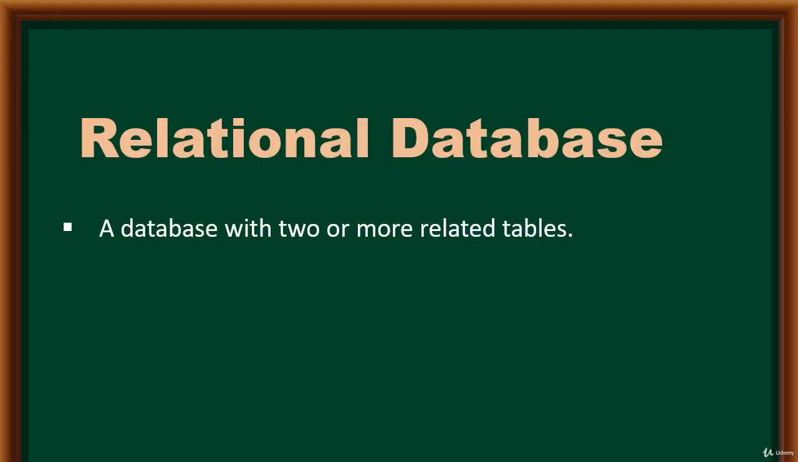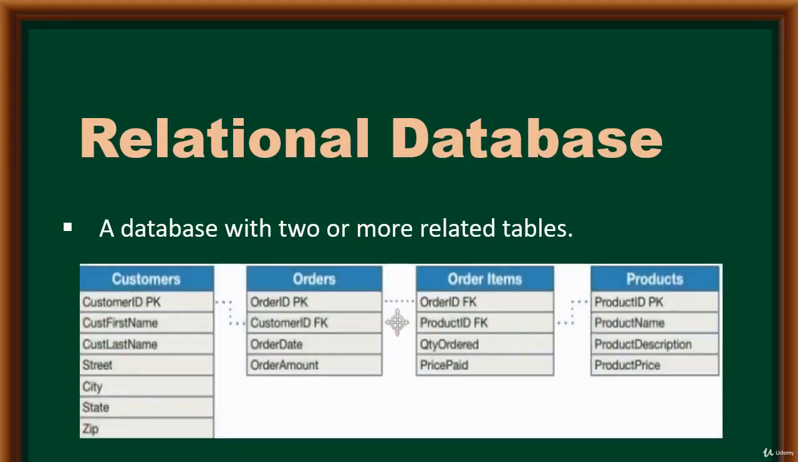Next, I want to introduce you to the concept of a relational database. A relational database basically is a database where two or more tables are related. So I'm going to show you a quick illustration. So this is an illustration where we have several tables in the database. So this customers is one table, orders is one table, order items is another table, products is another table. So with a relational database, there must be a relationship between two or more tables.